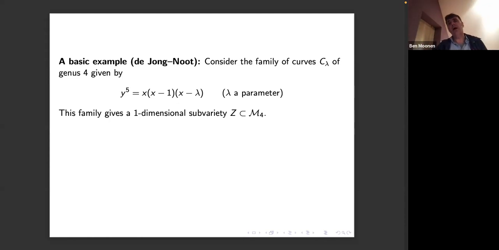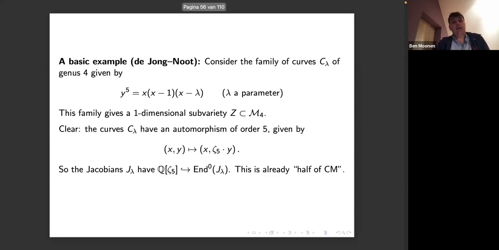And here's the example. Let's just look at a family of curves given by this explicit equation. It's a little bit similar to the example that I gave in the very beginning, but now we actually have one parameter, the lambda. So y to the fifth equals x times (x minus 1) times (x minus lambda). That's, again, a family of cyclic covers of P1, and we have this one parameter lambda. So in the moduli space, that gives you a one-dimensional subvariety. These curves have genus 4. And what you also see is that they have an automorphism of order 5, again by multiplying y by a root of unity.